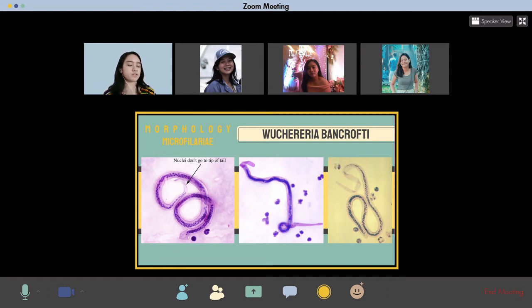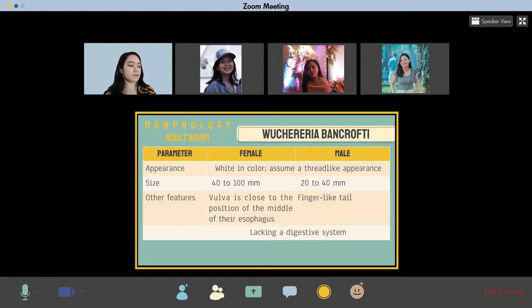The morphology of the adult worm: it has a white color and a thread-like appearance. The size of the female is 40 to 100 mm. For the male, the size is 20 to 40 mm. Another feature of the female is that the vulva is close to the middle of the esophagus. The male has a finger-like tail appearance. It lacks a digestive system, for it obtains its nourishment from the lymph of the lymphatic system of its host.